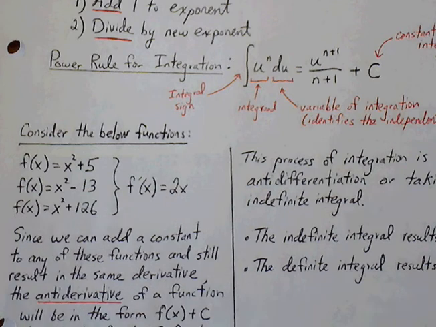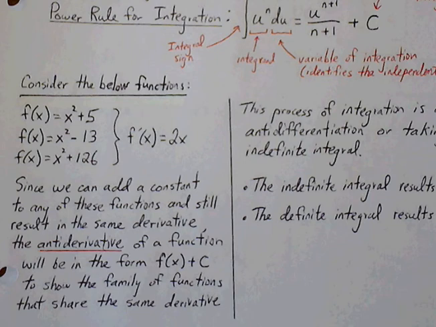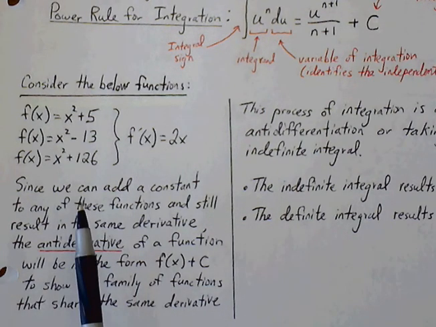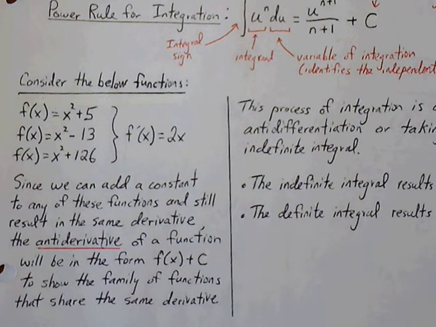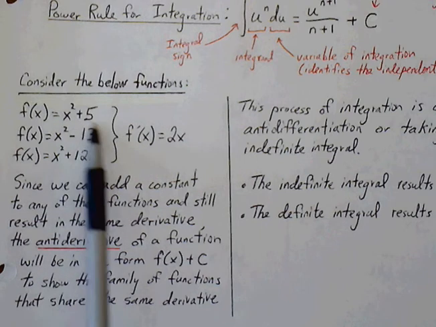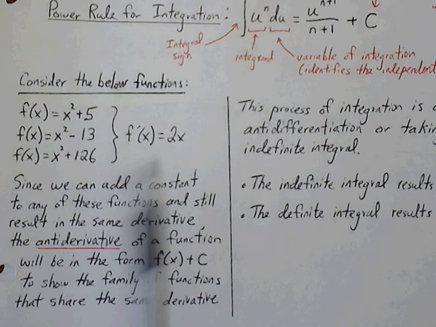Here is what I want you all to be able to see. Since we can add a constant to any of these functions and still result in the same derivative, the antiderivative of a function will be in the form of f of x plus c to show the family of functions that share the same derivative. So the integral of 2x will simply be x squared plus c, because there's an infinite number of functions that all share the same derivative.